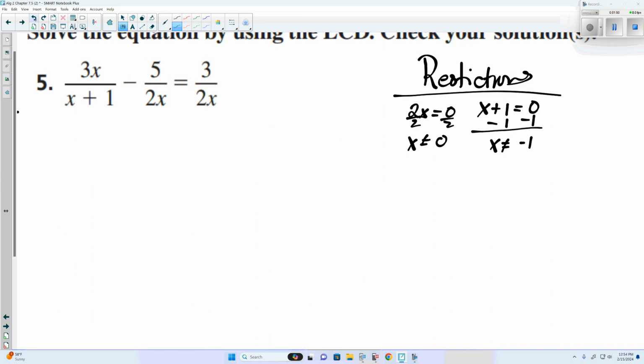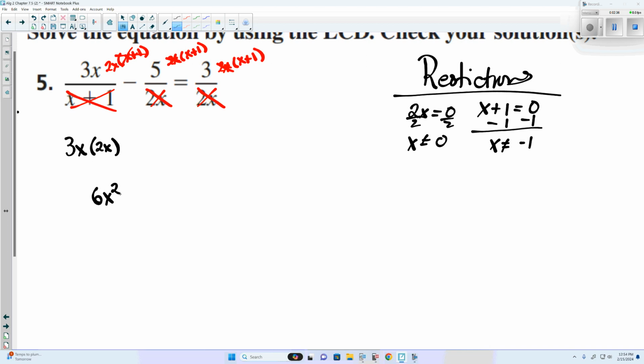Now, our first step in solving is figuring out what we need to multiply everything by to get our fractions to simplify out. That's x plus 1 and 2x. Because in our first rational expression, the x plus 1 and x plus 1 would cancel. In the middle one, the 2 and the x would cancel. And in our last one, 2x would cancel. Which leaves us with 3x times 2x. And again, we could write it out as 3x parentheses 2x. But 3x times 2x is 6x squared, because 3 times 2 is 6, x times x is x squared, minus 5 times x plus 1 is equal to 3 times x plus 1.